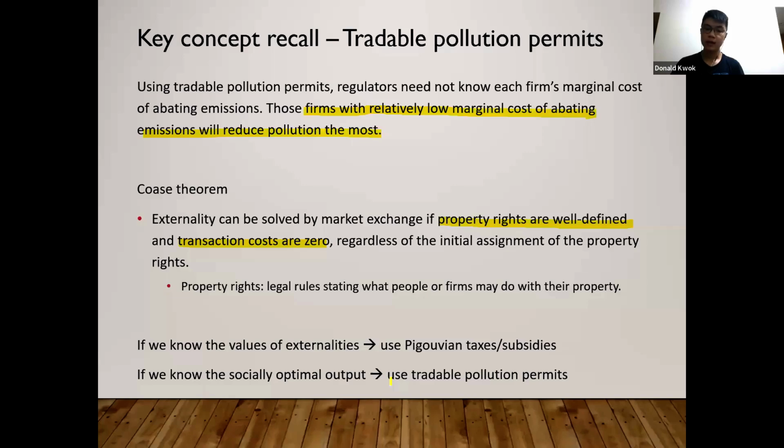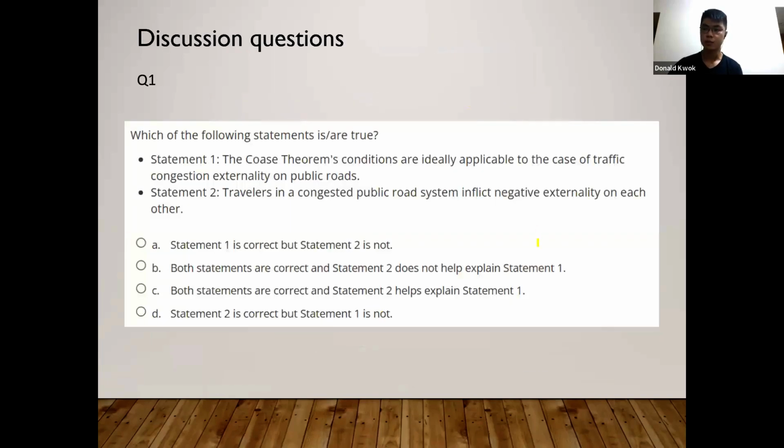But on the other hand, if we know more about the quantity side or the socially optimal output, then we will use tradable pollution permits to control the quantity side. All right, so that's all what I'd like to review, and we'll move on to question 1. So please take a look first.